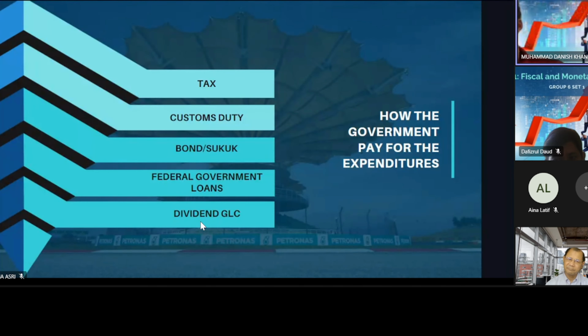For my part, it is how the government pays for all the expenditure. As we know, you must wonder how the government gets the money to fund all the expenditure. So Zulaika, please, next slide.